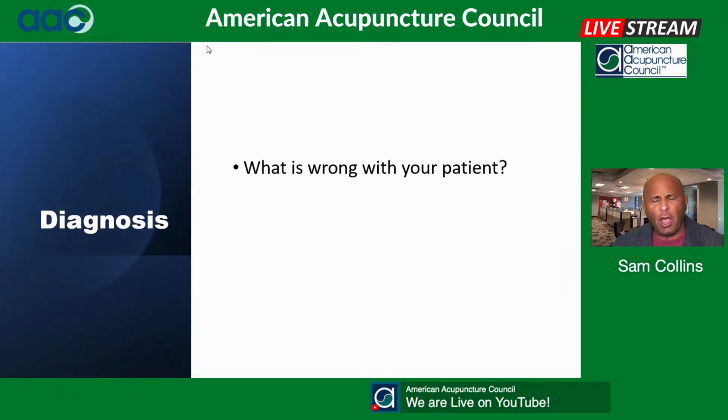Now, some of you might say, well, Sam, I can't diagnose in my state. Well, if that's true, although I will say some of that's not quite right, someone comes in with pain, you can say they have pain. You're not differentiating it, you're just saying pain. But diagnosis is what's wrong with the patient.